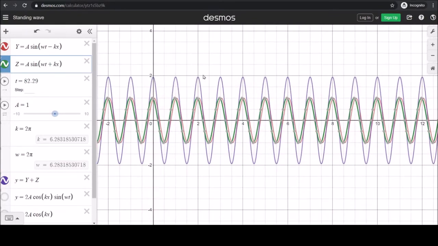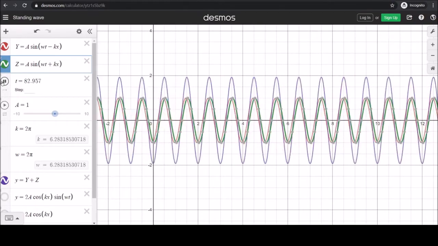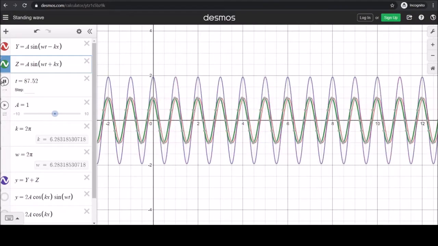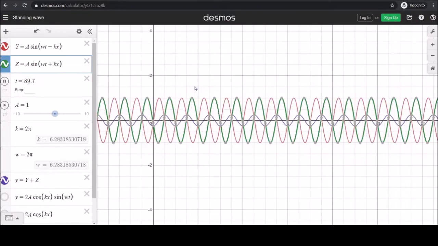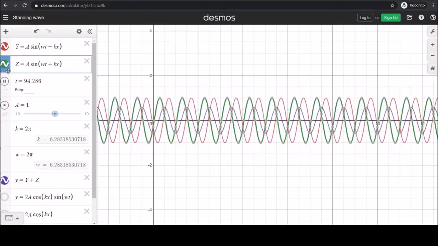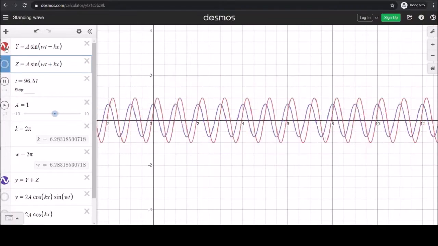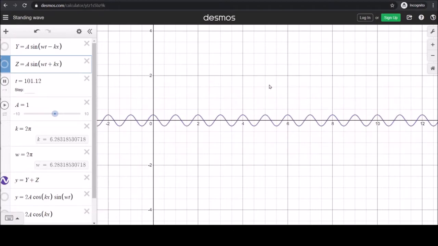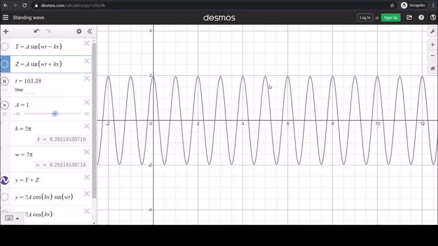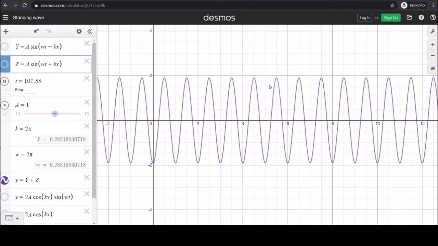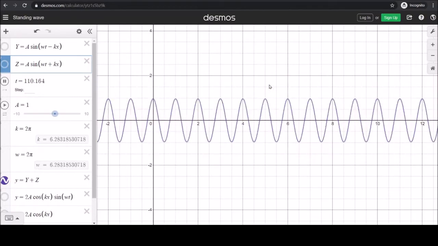Let's see what would happen when we press play. Do you notice what's happening? You have a wave, the purple wave, which is not moving to the left or to the right. Let me remove the green and the red color. Now you can see clearly you have a wave which is not traveling. It is stationary. It is oscillating at its own place. So we call this kind of wave a stationary wave.